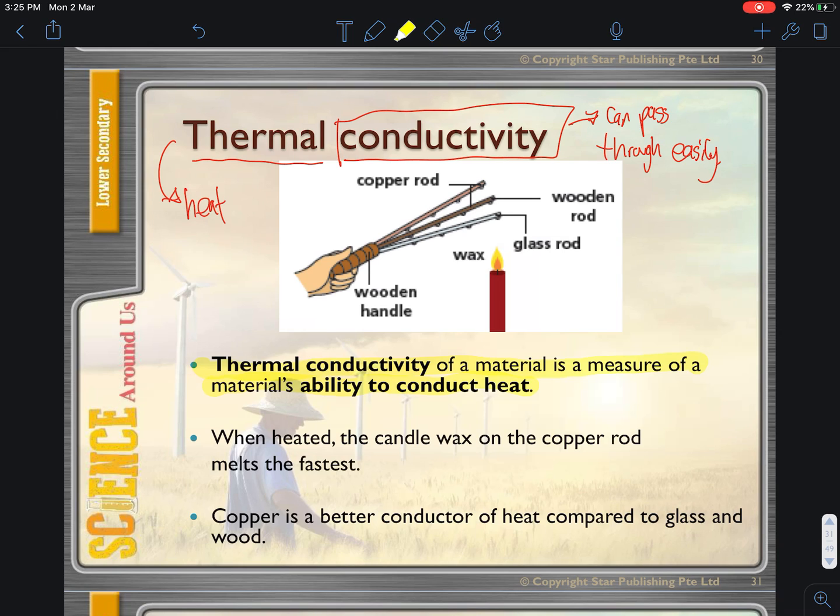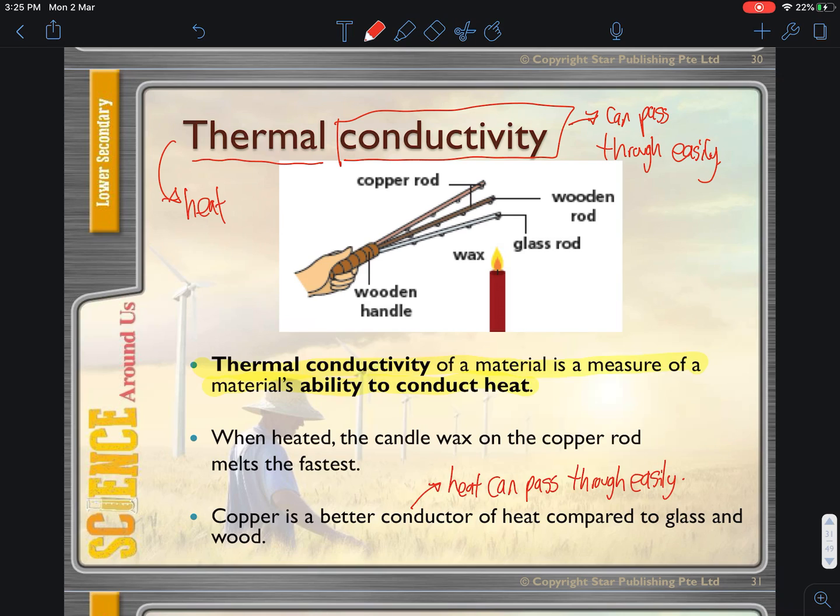So for example, in this experiment, you would see that wax on the copper rod will melt first. This would show that copper is a better conductor of heat. Why? Because heat can pass through easily, or can travel easily, within the copper material.